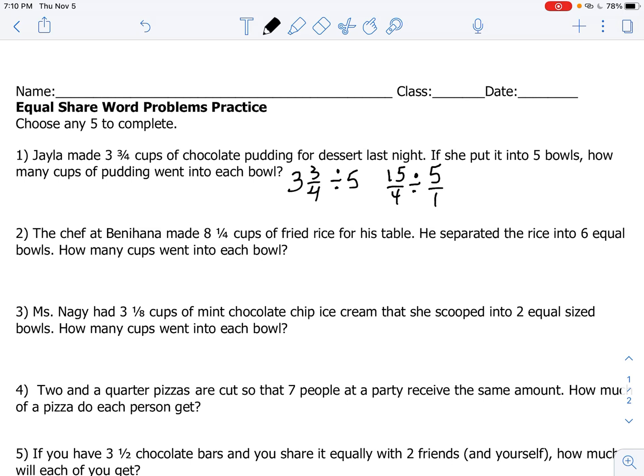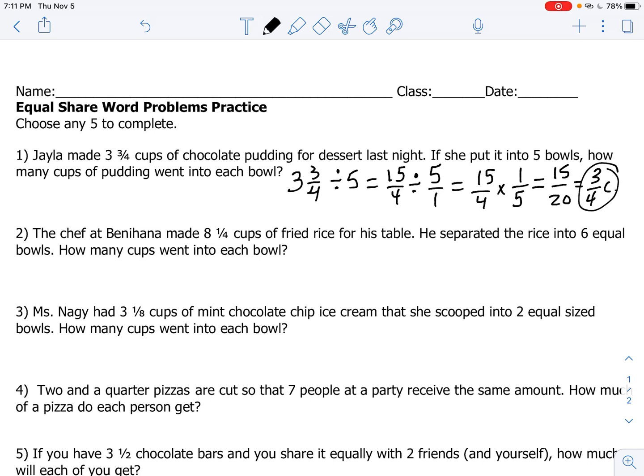At this point, we can keep the first fraction as is, and then we're going to multiply by the reciprocal, which means we're going to change the division to multiplication and flip the second fraction over to 1/5. We're going to multiply straight across. That makes 15/20, and that reduces to 3/4 when we divide both numbers by 5. So 3/4 cups.